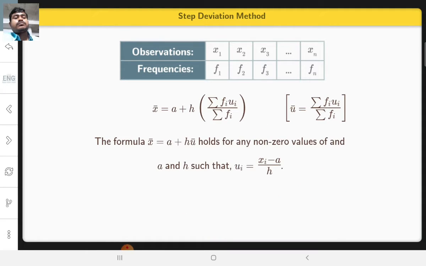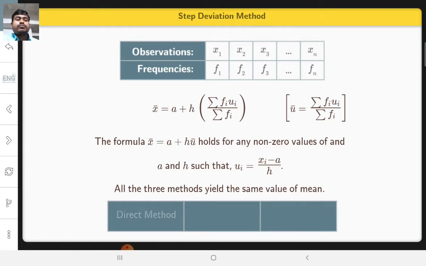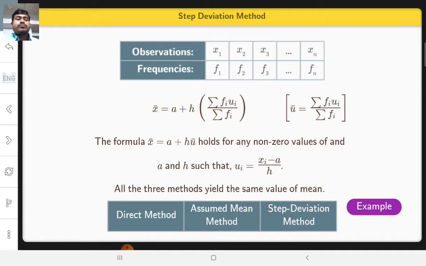this holds for any non-zero values of a and h, such that ui is equal to xi minus a divided by h. Note that all the three methods, direct method, assumed mean method, and step deviation method, yield the same value of mean. Tap the button to understand this better with an example.